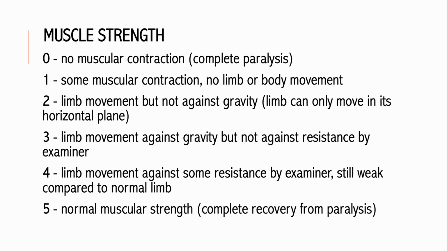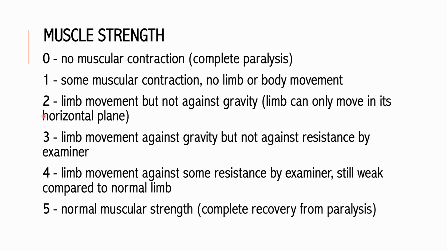Muscle strength is often rated at 6 levels on a scale of 0 out of 5 to 5 out of 5. The level of 0 out of 5 shows no muscular contraction, which means complete paralysis. The level of 1 out of 5 shows some muscular contraction but no limb or body movement.